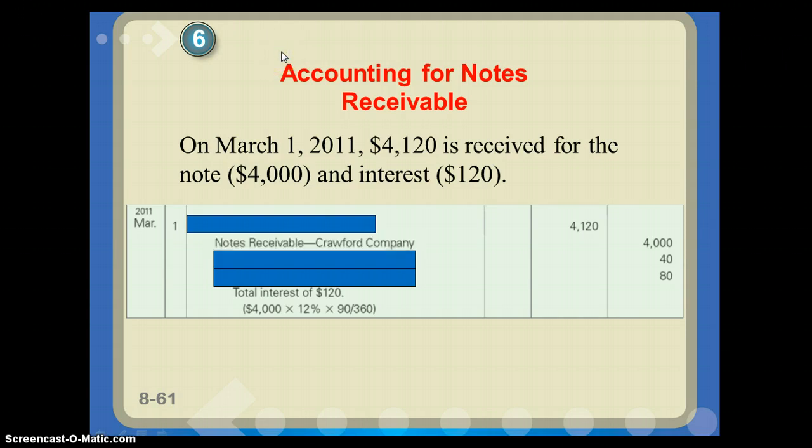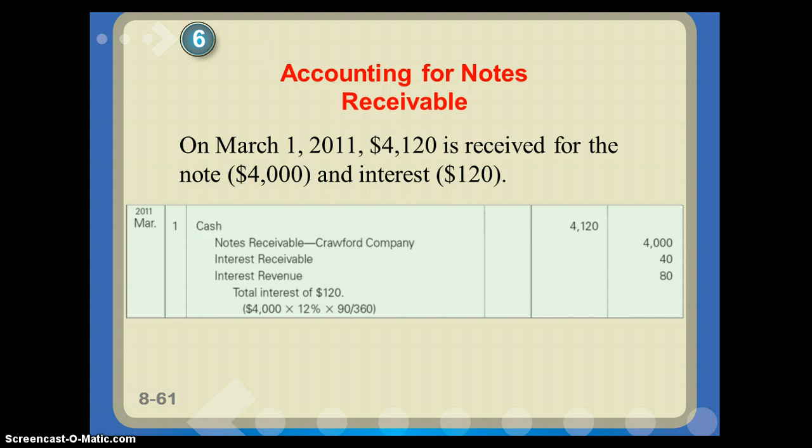We credit notes receivable for the $4,000. That's the amount of the note. So now that note is taken care of. We are going to credit interest receivable. That was from our previous entry where we had it adjusted for the end of the period. $80 for the remaining amount of the interest as interest revenue. And we debit cash because we've received cash for that total amount.